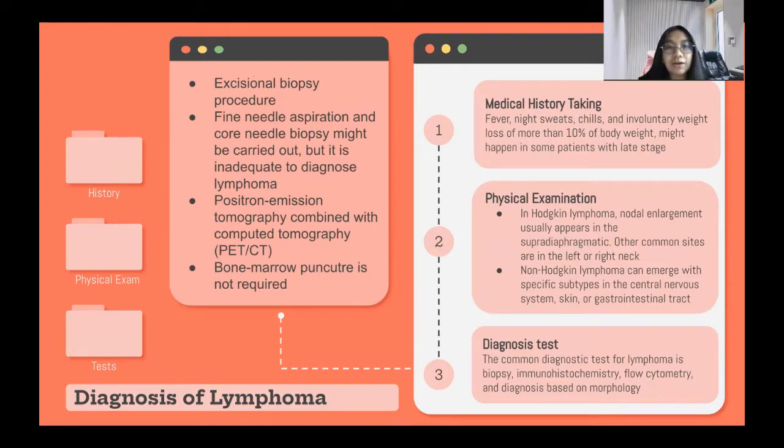Hodgkin lymphoma could be verified by identifying the malignant Reed-Sternberg cell, while non-Hodgkin lymphoma is characterized by nodular or diffuse histology patterns. That's all for me. The next slide will be presented by my friend.